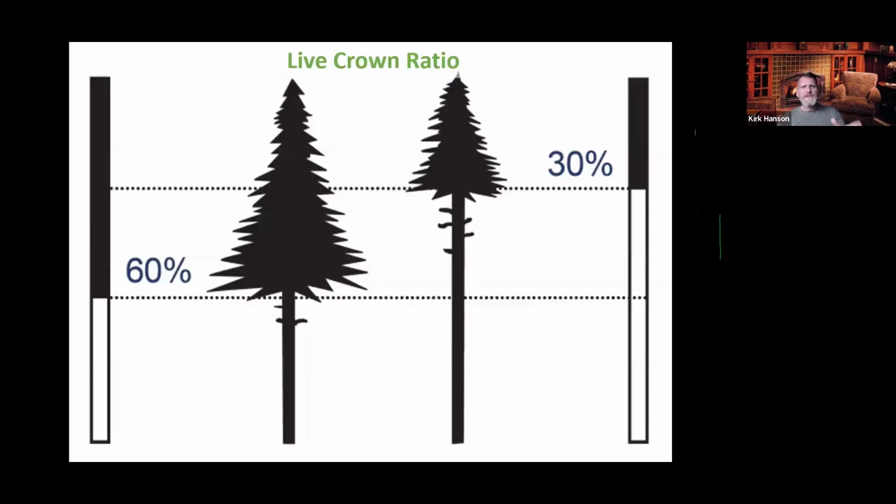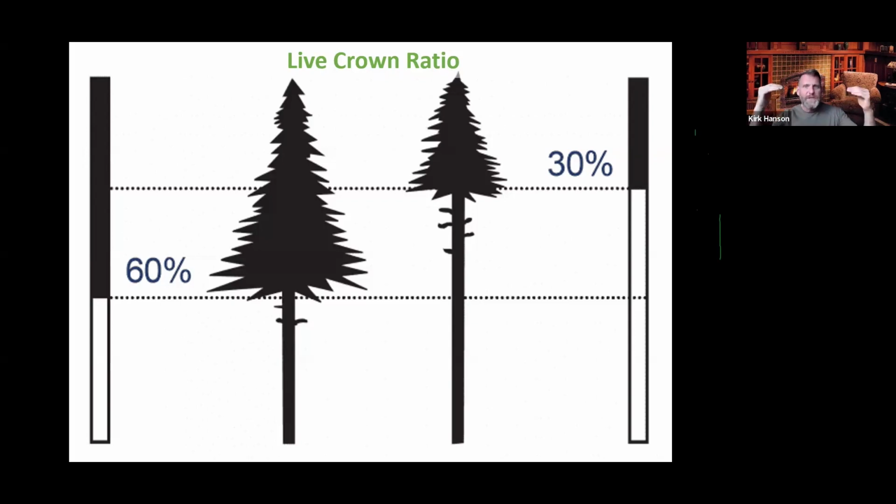So the second observable biological clue for when to cut a tree or thin a stand is something called the live crown ratio. And the live crown ratio is defined as the percent of a tree's total height with living branches and needles or leaves. So the live crown of a tree is its growth engine, right?